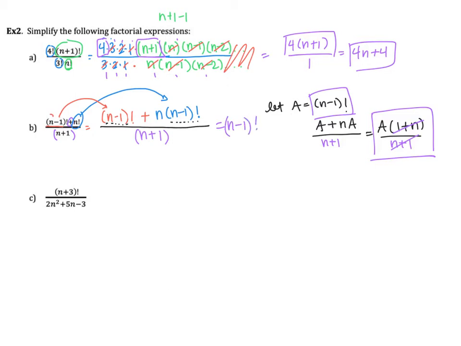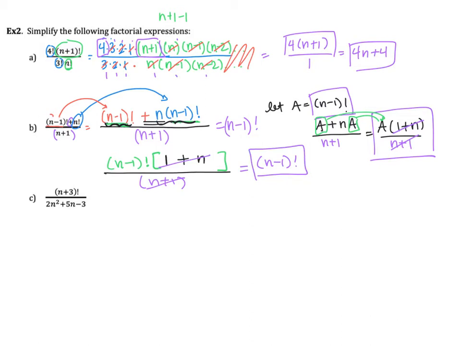Now, what did I do? Let's backtrack. This n minus 1 factorial and this n minus 1 factorial are the GCF, the greatest common factor. I'm factoring that out, that was the letter A, and putting it in front. When I take that in front, I divide n minus 1 factorial by n minus 1 factorial to get a 1. I divide n times n minus 1 factorial by n minus 1 factorial to get my plus n right here. And then in my denominator, I have my n plus 1. 1 plus n and n plus 1 are identical, so my answer is just n minus 1 factorial.